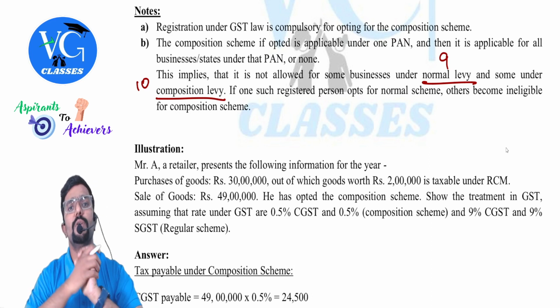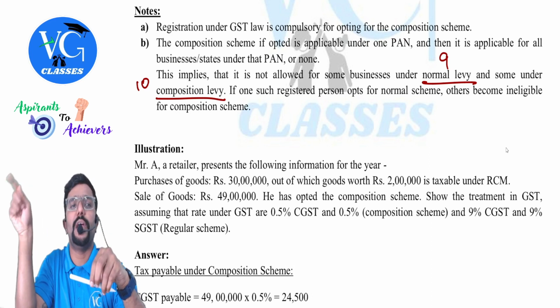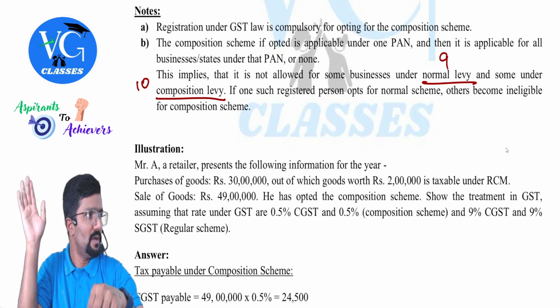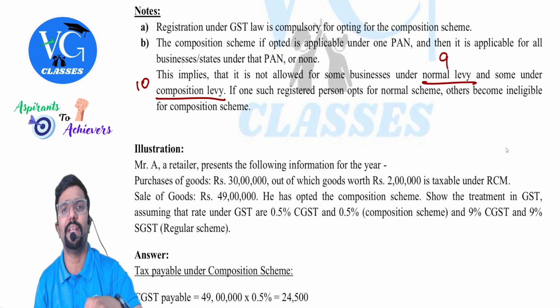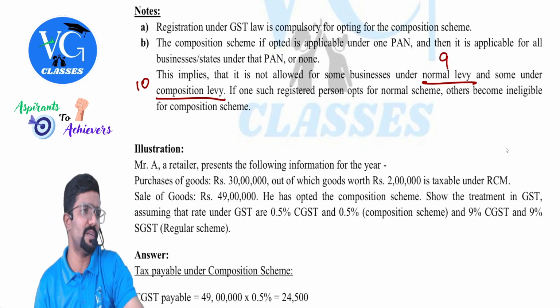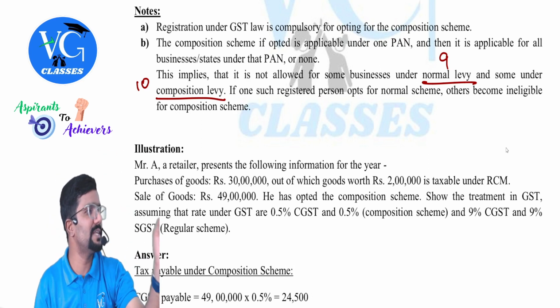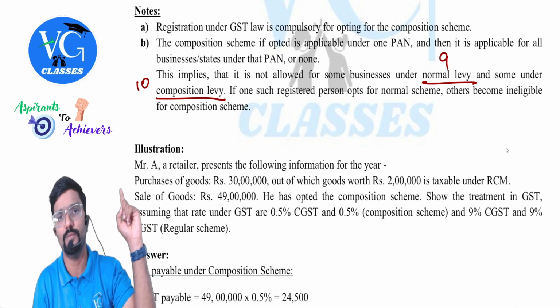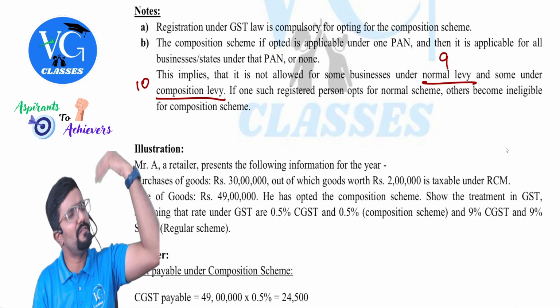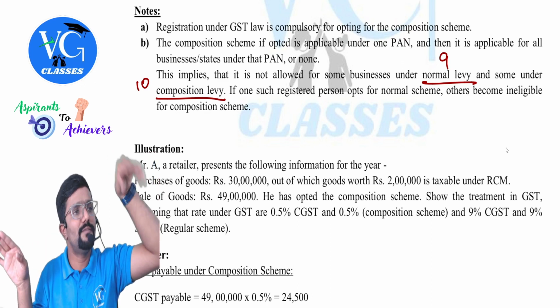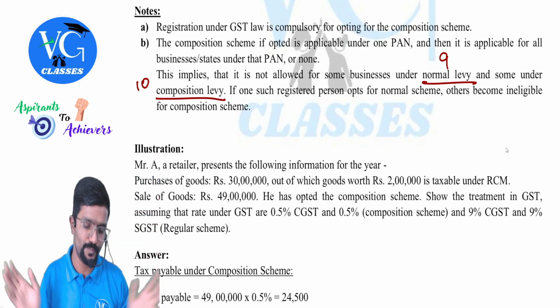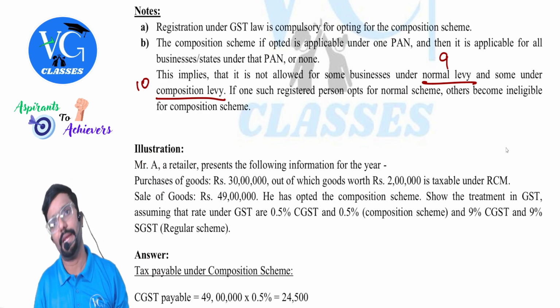Guys, now assume, sir, for one of the businesses I want to follow section 9. Take all your businesses. Or else one of my goods is ineligible for section 10. Sir, I started manufacturing ice cream. Is it eligible for the composition scheme? No. Sir, along with ice cream, I manufacture many other products. So for ice cream, can I follow section 9 and for other products section 10? No. Take everything under section 9.